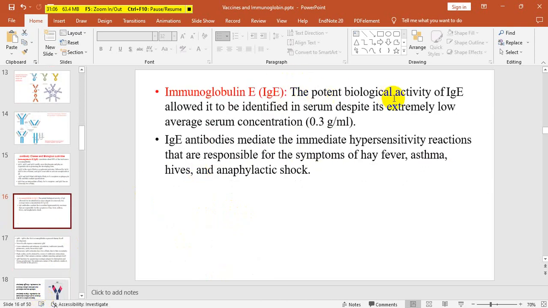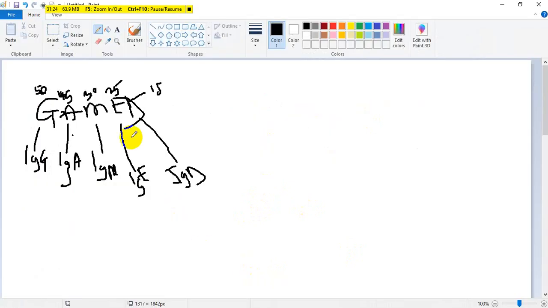The potent biological activity of immunoglobulin E allowed it to be identified in serum despite its extremely low average serum concentration. This is the last but one, the second to last of the immunoglobulins. You see E, look at the concentration. I just put it there. That's not how it is in literature. It's the penultimate, the last but one, smallest immunoglobulin. The smallest is the D, but the E comes before the D in abundance.